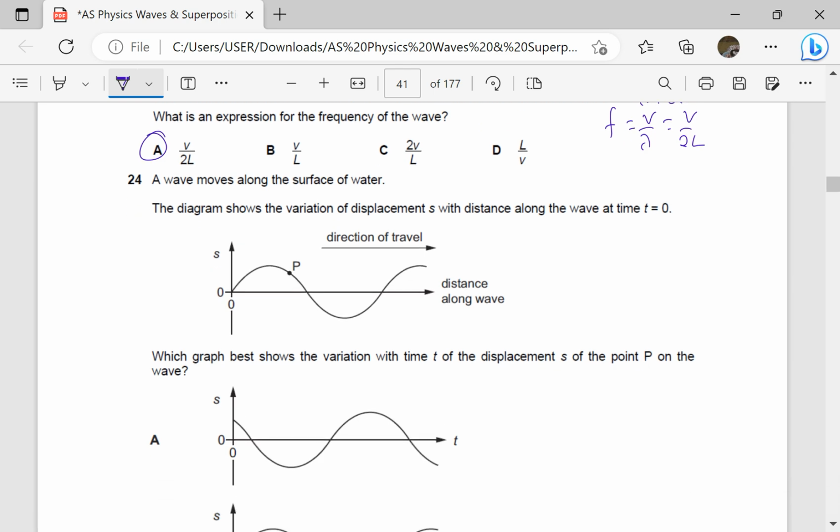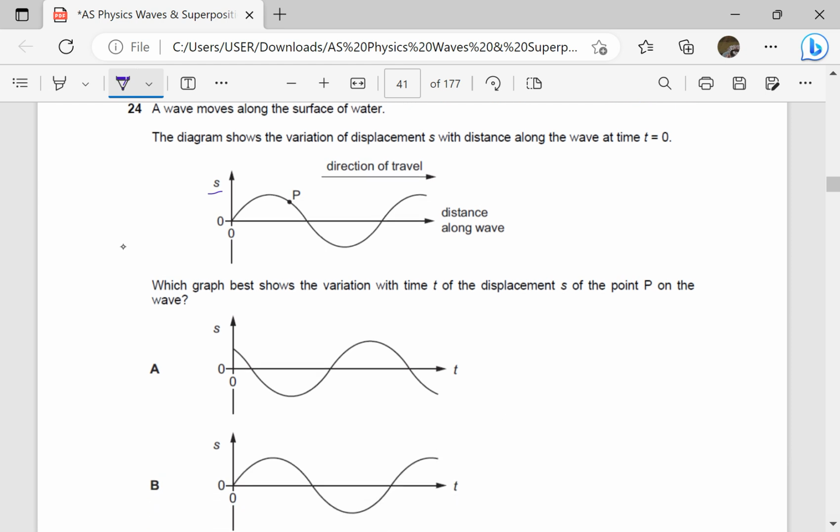A wave moves along the surface of water. The diagram shows the variation of displacement S with the distance along the wave at time t equals 0. Which graph best shows the variation with the time t of the displacement S of the point P on the wave? So the wave moves along the surface of water. The diagram shows the variation of displacement S with distance along the wave at time t equals 0. So it is showing displacement.